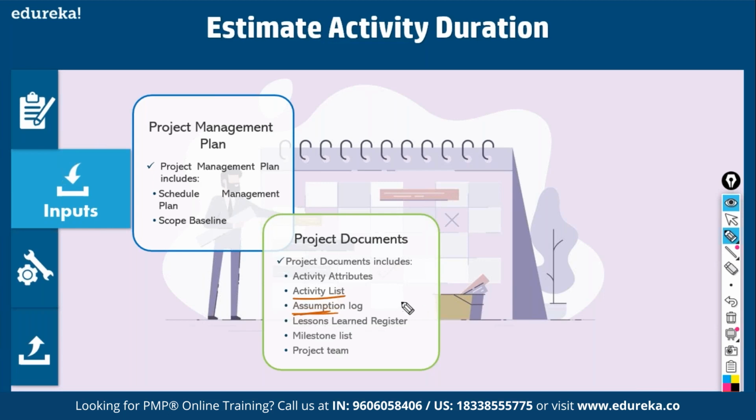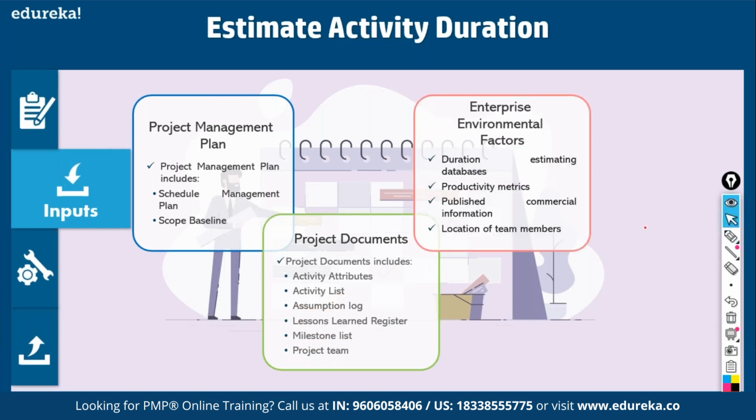If you assume that you're going to get experienced people, you can plan to do it in 5 days. Inexperienced, 10 days. Semi-skilled, 7 days. So these are the assumptions you make. Milestones: if there are any milestones, the activity should end on that milestone, right? The project team also tells you what type of duration you can plan for. Then enterprise factors, for example productivity metrics. What is the productivity of team members? That will decide the duration. That's an example.